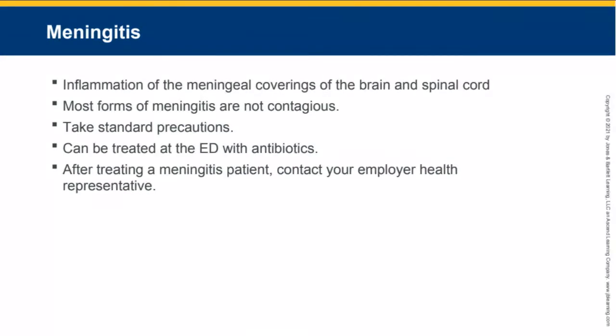Meningitis. Meningitis is inflammation of the meningeal covering of the brain and spinal cord. Most forms of meningitis are not contagious, but one form called meningococcal meningitis is highly contagious. You have to take standard precautions using gloves and a mask to prevent the patient's secretions from getting into your nose and mouth. Vaccines are rarely used. Meningitis can be treated in the emergency department with antibiotics. After treating a patient with meningitis, you contact your employer health representative.